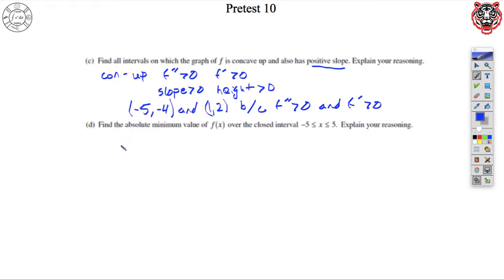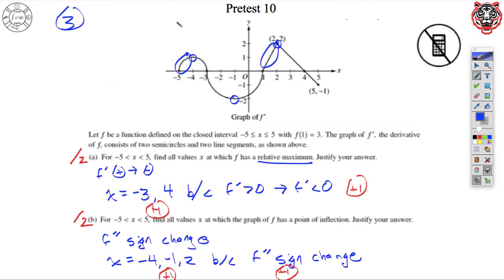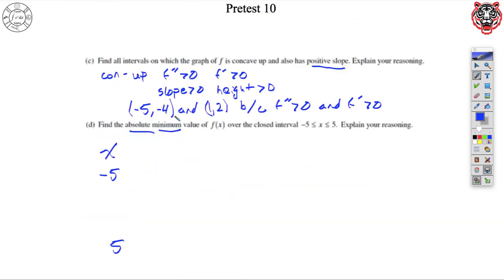Okay, and part D, so we need to find the absolute minimum. That means we're making a table again. So we have our x, we need our start point, -5, and it goes all the way to 5, and we need our critical values. Critical values are where f prime is equal to 0. F prime is equal to 0 there, and there. But we only need certain ones of them. We don't need all of them because we're looking for a minimum.